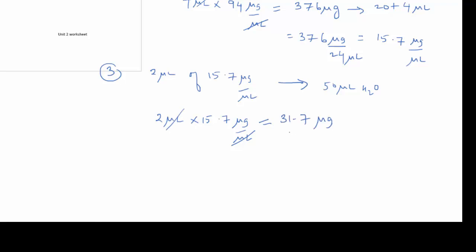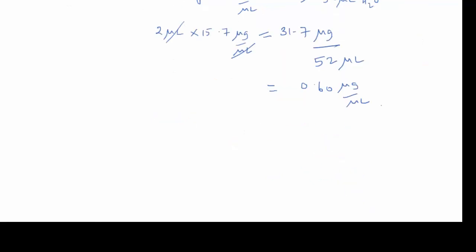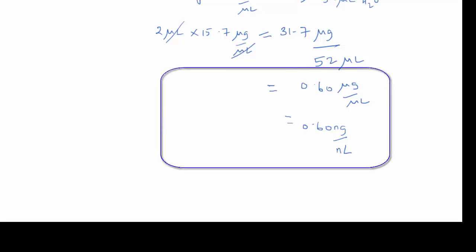Now this is dissolved in 52 microliters, right? That's the total volume. When you divide that, what you get is around 0.6 micrograms per microliter. As I said earlier, as long as the prefixes are the same in the numerator and the denominator, you can write it as 0.60 nanograms per nanoliter as well. But usually nanoliter is really small, so you don't have to give it in nanoliters. So 0.6 micrograms per microliter should be fine for this problem. That's going to be the final concentration of the solution after 2 dilutions.